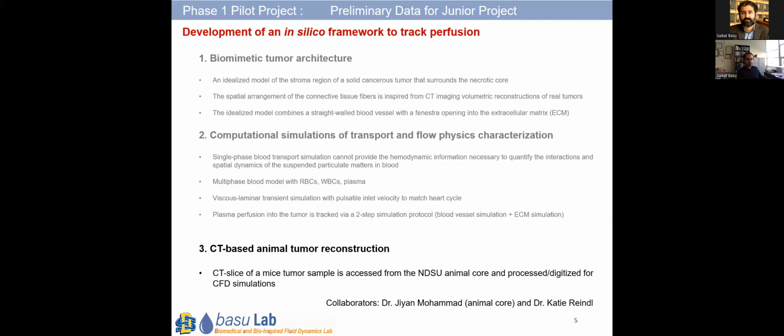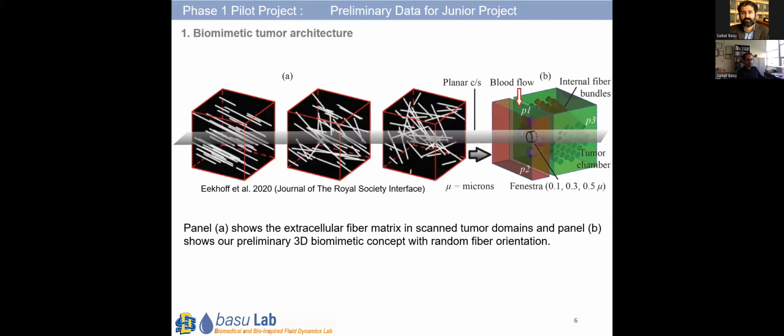In the third component, we have analyzed a CT scan from a mouse tumor that was shared with us by the North Dakota State University Animal Core, and we tested it for its suitability for reconstruction for future CFD simulations. Okay, so until now, this gives a brief summary of what we have done. I'll spend the next few minutes discussing some of the details of the work done before I go into the specific aims and the goals for the future junior investigator proposal.